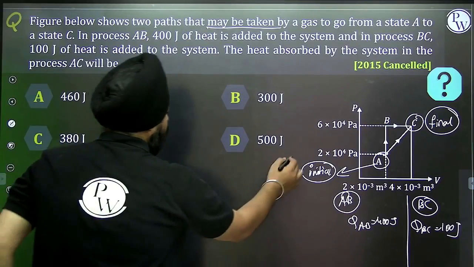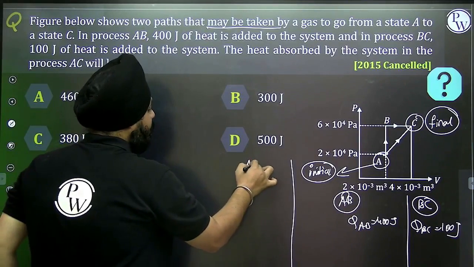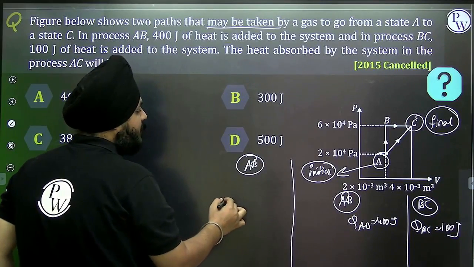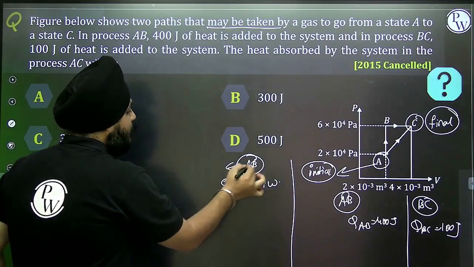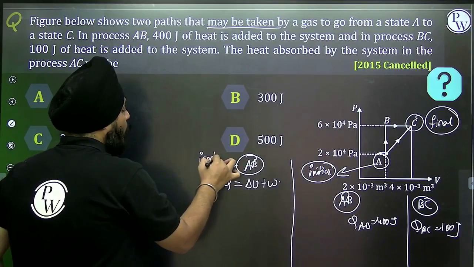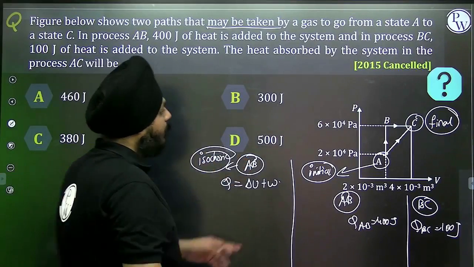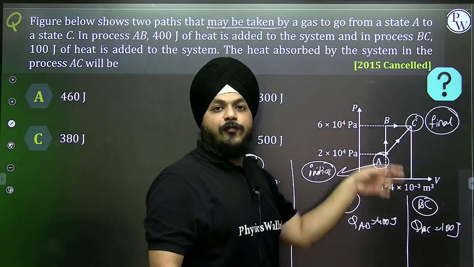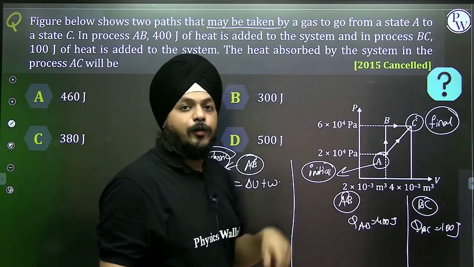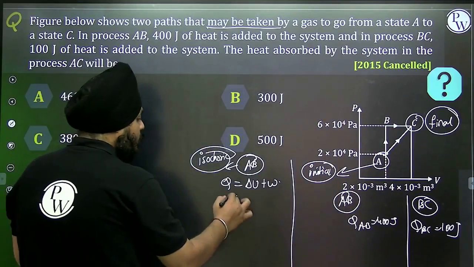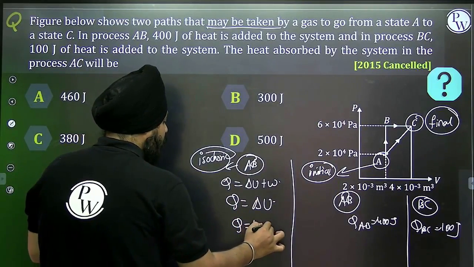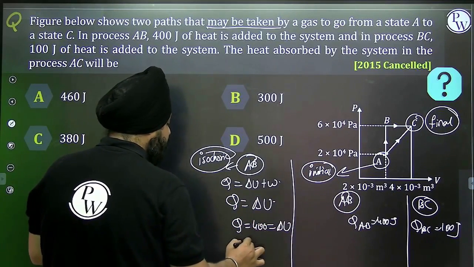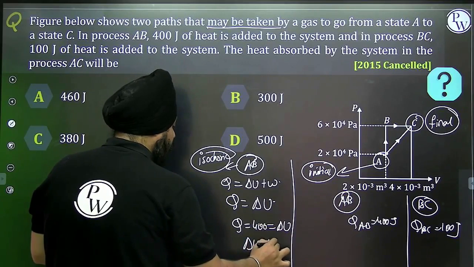First of all, for process AB, according to the first law of thermodynamics, Q is equal to delta U plus W. But process AB is an isochoric process. You can see AB is a constant volume process, so work done is 0. So whatever amount of Q there is, it will be delta U. So the change in internal energy in this process is equivalent to 400 joule.